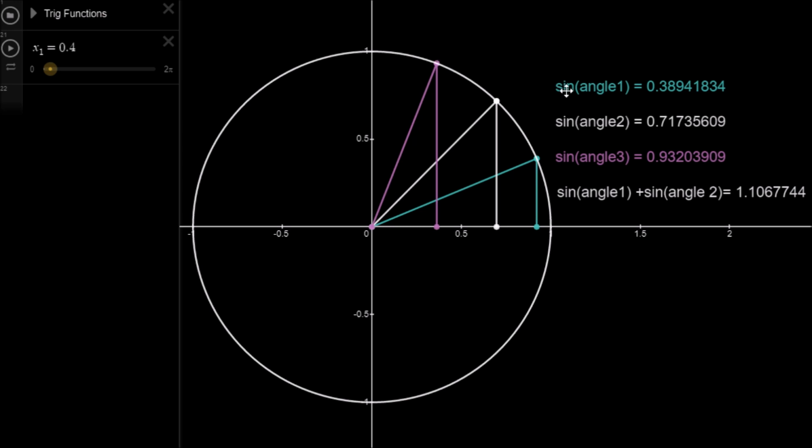And you can see here, what I've done is I've generated the sine of each of these angles. Now, if the length of this radius is 1, then we know that the sine of the angle is going to simply be this height.